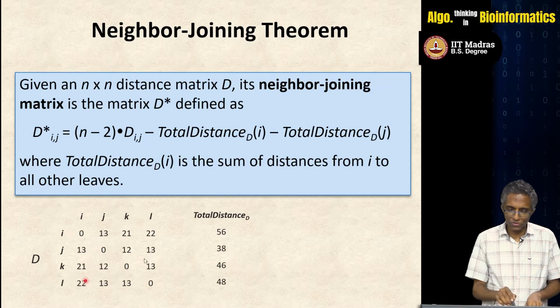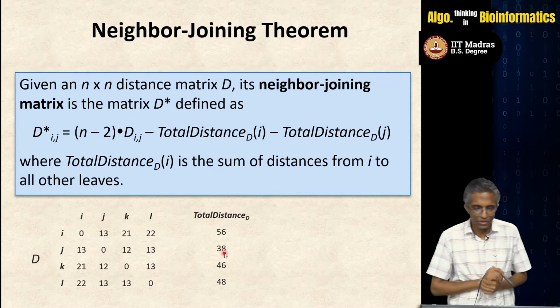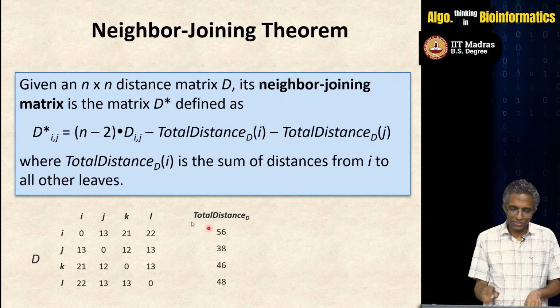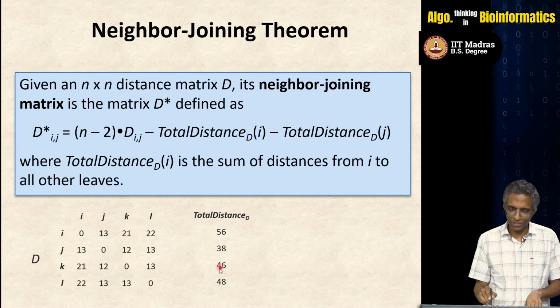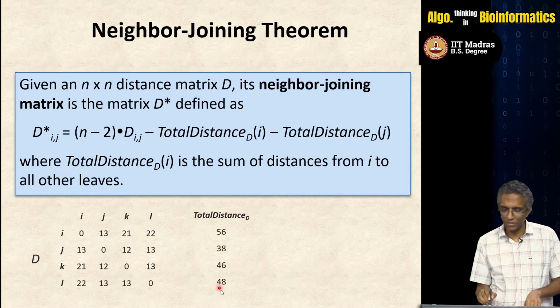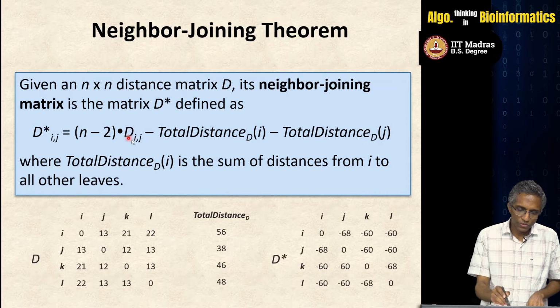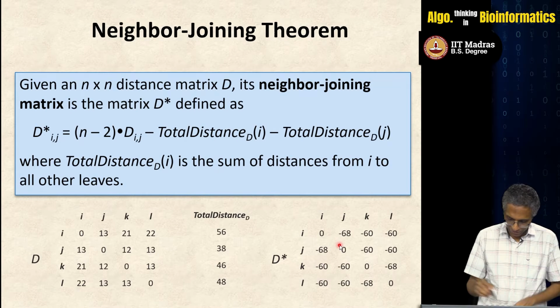You do all these row sums, that will give you the total distance vector, because it is a symmetric matrix, column sums will also give you the same value. So, the total distance that is implied by this input matrix D for i will be 56, for j to every other leaf will be 38, for k to every other leaf will be 46, for l to every other leaf will be 48, right.